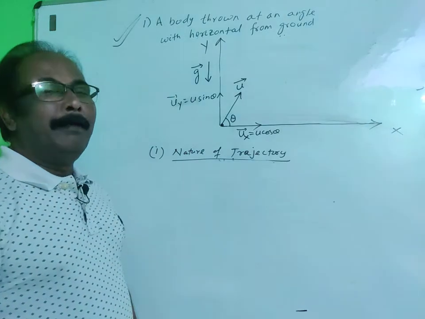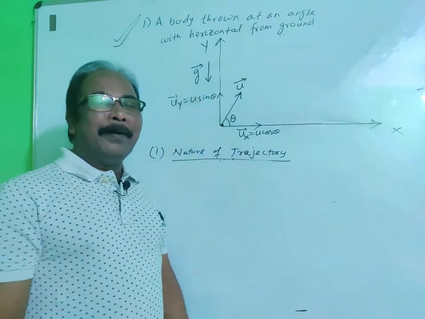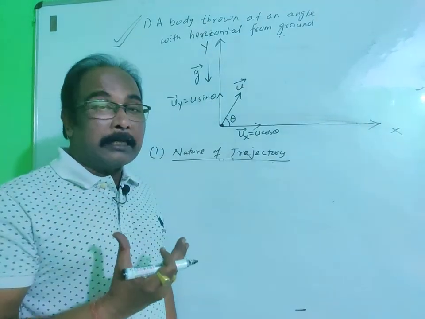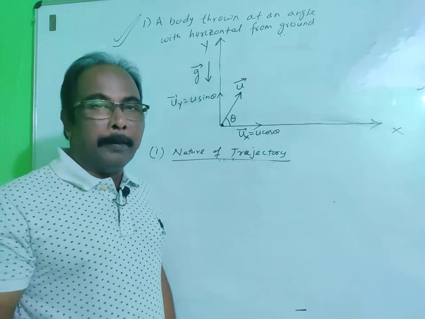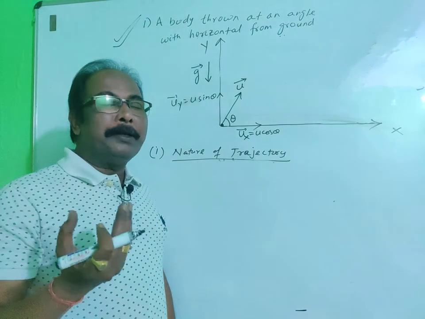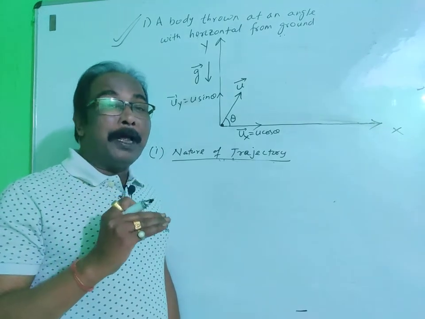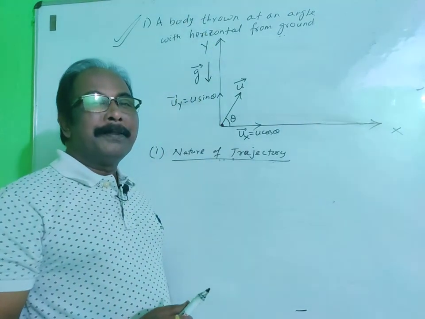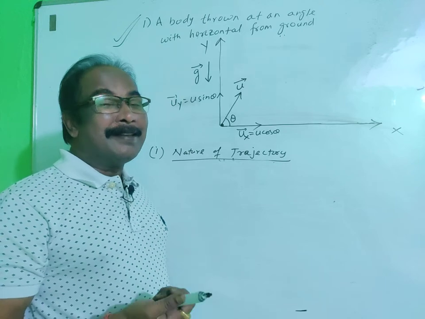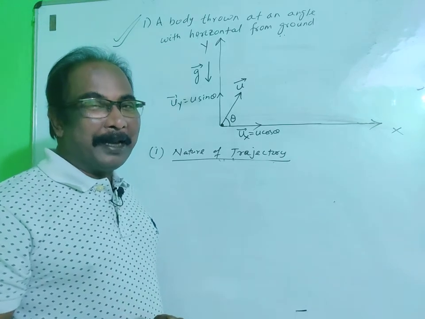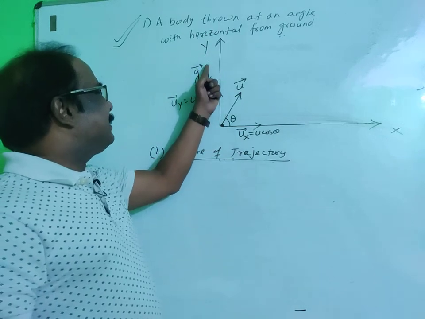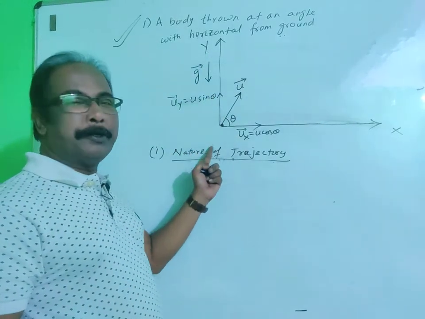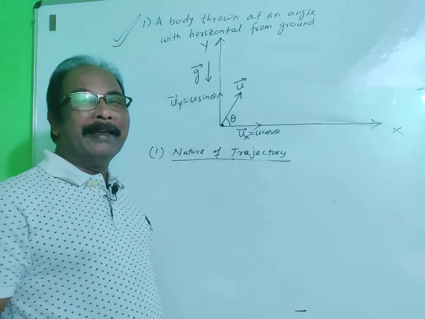Again, we know acceleration due to gravity acts in the vertically downward direction. We have discussed each and every concept from the basics, motion under gravity, under kinematics, motion in a straight line, where a body is thrown vertically upward. What is the time of flight? What is the maximum height? You must go through that lecture. So acceleration due to gravity is along the y axis, but in the negative y direction, opposite to uy.